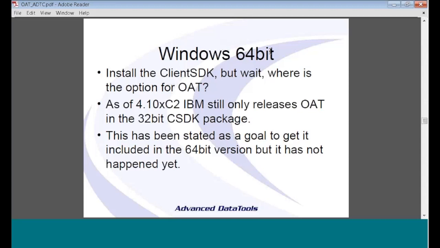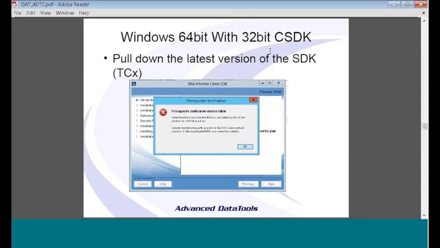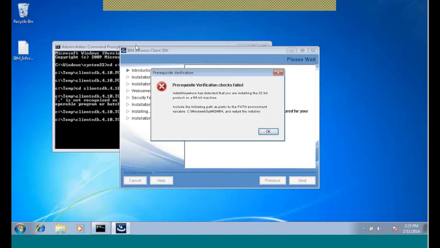The little sentence after that is the tip-off of what you need to do, but it's not that clear. Include the following path as a prefix to the path environment variable. See Windows syswow64 and restart the installer. What they are actually saying in that statement is when you kick off the installer for the 32-bit CSDK, you need to already have the path, the environment variable, set with that syswow directory as the first option in the path line.